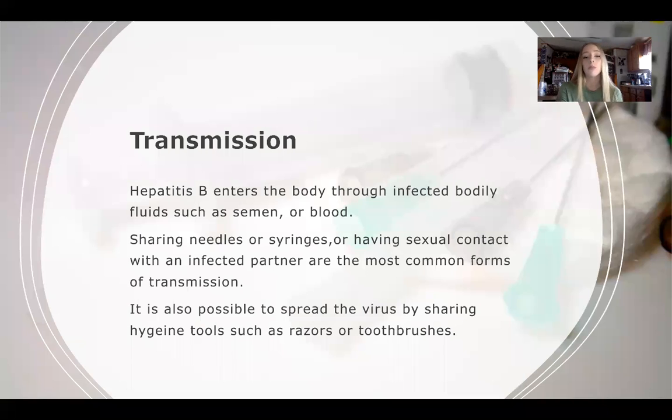Now, transmission is a little different. You need to be infected either through a bodily fluid such as blood or semen, which is why this is a sexually transmitted virus, or if you use drug needles and shave with a razor that has been used by an infected person, which is why if you have this virus and you go home, you need to be careful and cautious about where you leave things that are infected with any bodily fluids of yours.